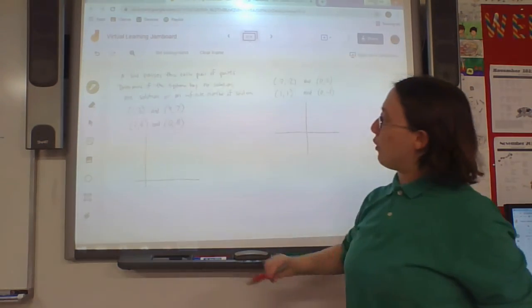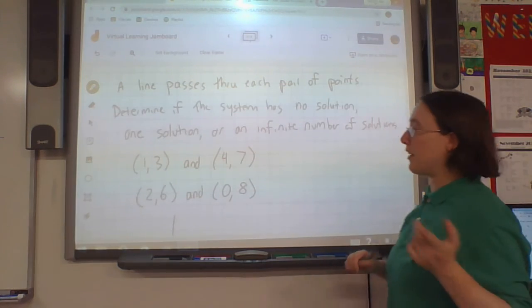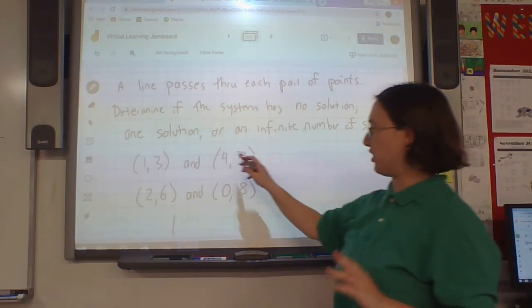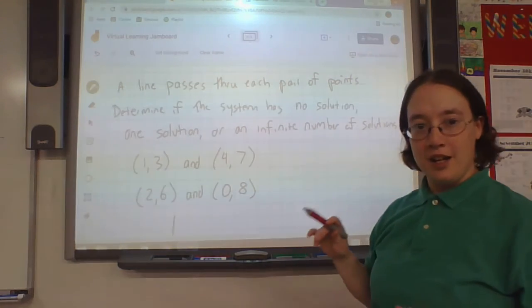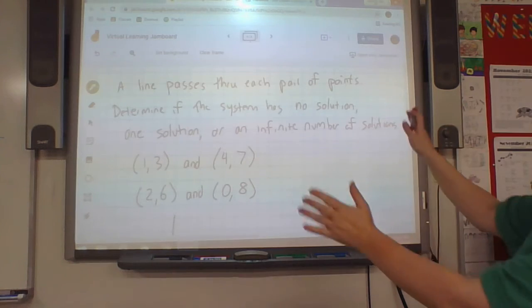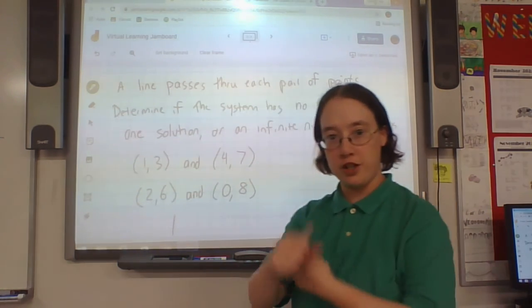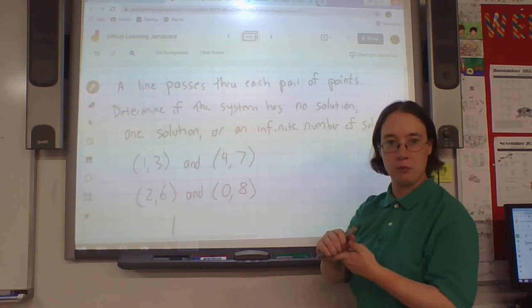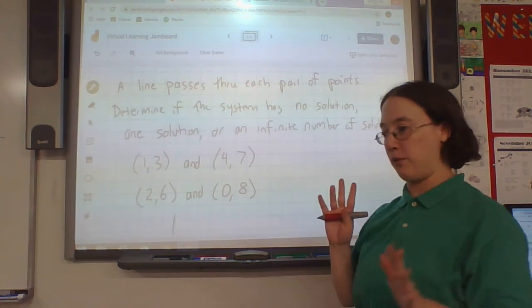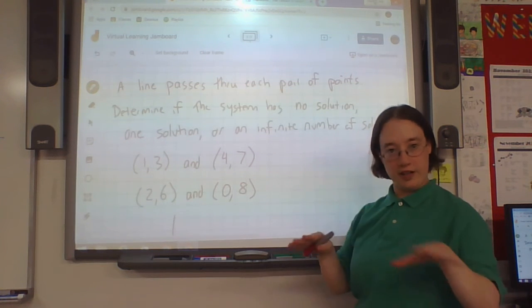Which is why the last thing we're doing with this, and if you're looking at number 8 and 9 on the homework, that's what's going on here. So please don't actually find the point where they're crossing, because some of these aren't crossing at nice points. When a line passes through each pair of points, we want to determine if the system has no solution, 1 solution, or an infinite number of solutions. We're not necessarily looking for what that solution is, we're just looking for, is it 1, is it none, or is it an infinite number?